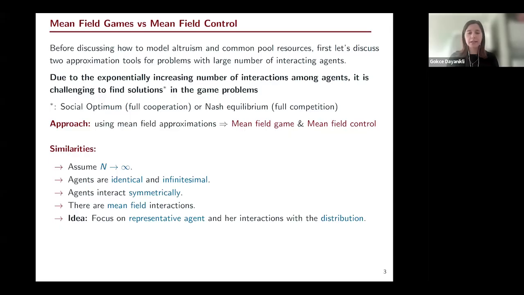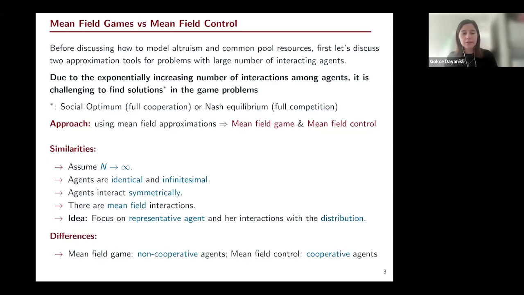So this means that, for example, they are not going to account for each other's interactions directly. Instead, they are going to be interacting through the population distribution of, for example, states, controls, or in general distribution. So in this setting, since we assume that everyone is identical and they interact symmetrically, we can focus on a representative agent and this representative agent's interactions with the distribution.